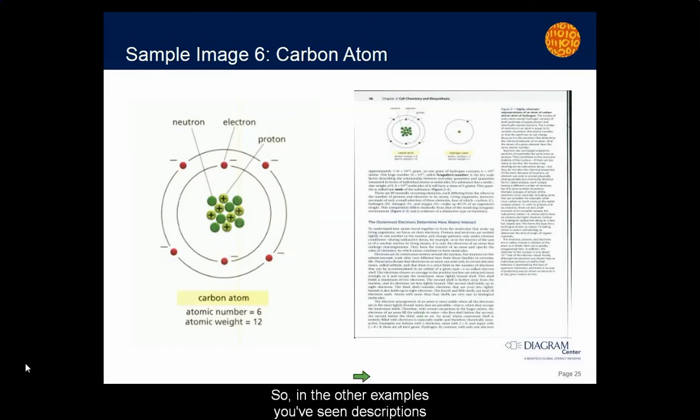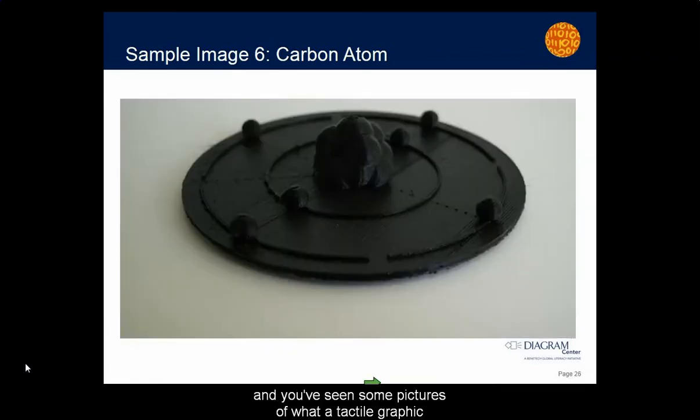In the other examples, you've seen descriptions, and you've seen some pictures of what a tactile graphic would look like. So for this example, we would show you what a 3D object would look like. This particular one was created from a file that was built using specialized CAD or CAM software. And obviously, the person who printed it out had to have a 3D printer available.